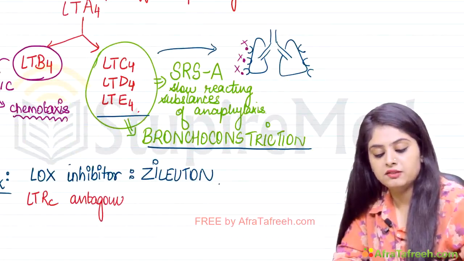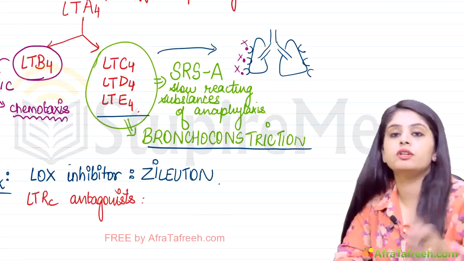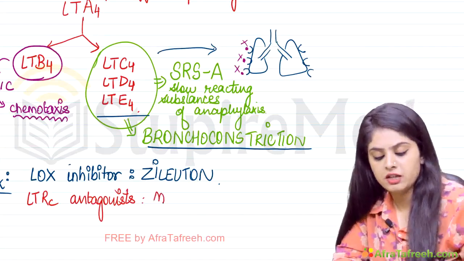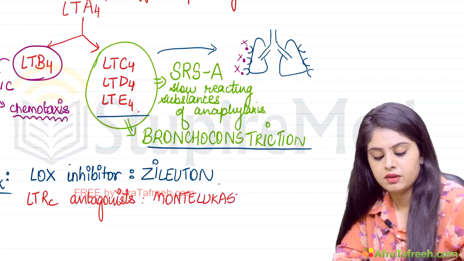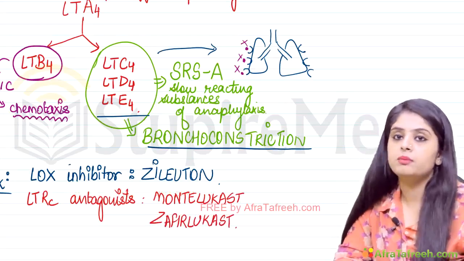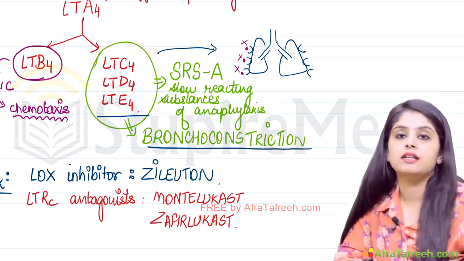So something else will come and bind to these leukotriene receptors, as a result of which the leukotrienes will not be able to bind with them. And this group of drugs is very commonly prescribed, like montelukast and zafirlukast. Montelukast and zafirlukast, very commonly prescribed drugs that we have. These are nothing but leukotriene receptor antagonists.